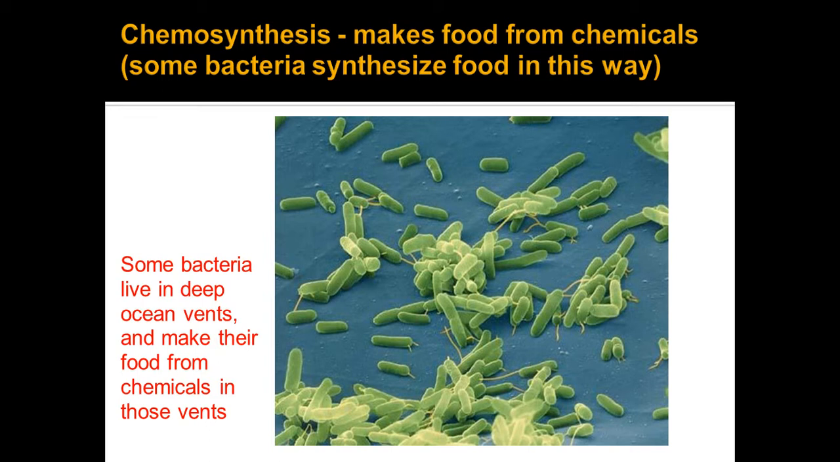Chemosynthesis is another form of making energy. This is making food from chemicals. And some bacteria, like you see in the picture, synthesize or make food in this way. These bacteria live in deep ocean vents and make their food from the chemicals in those vents.